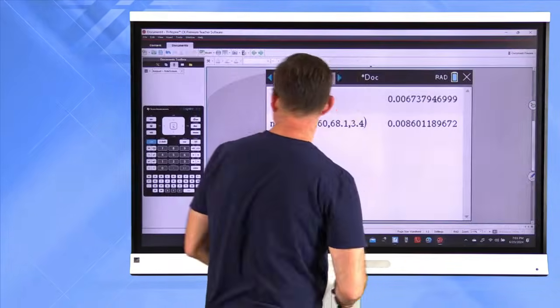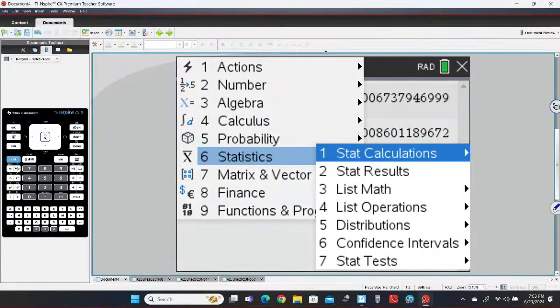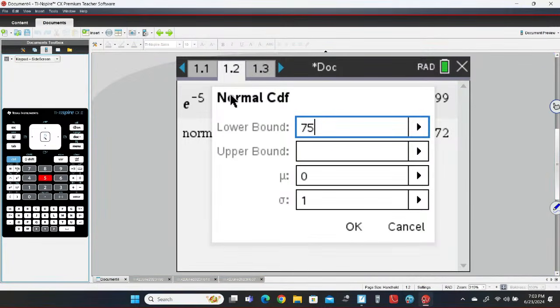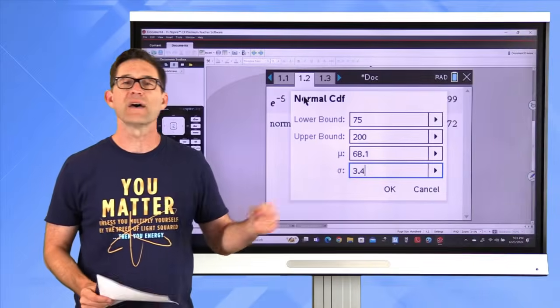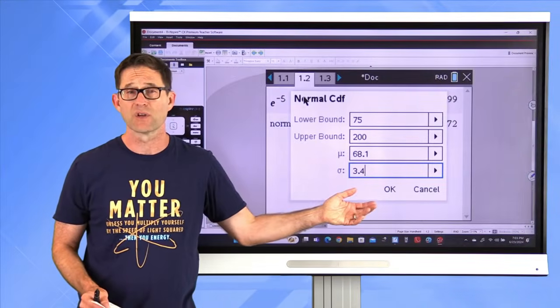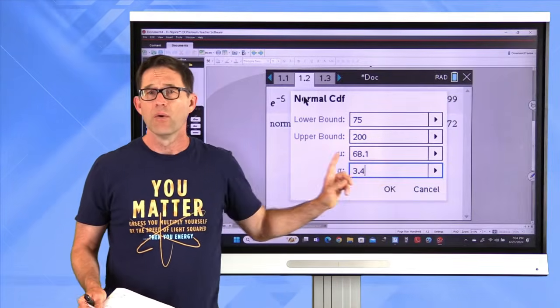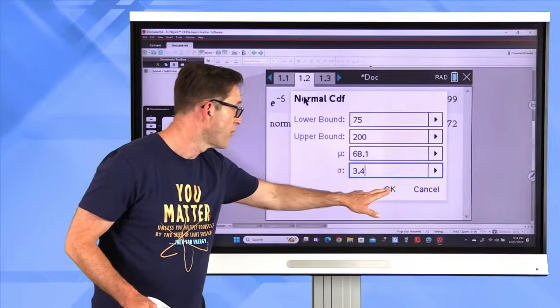So if I go back in to Menu, Statistics, Distributions, Normal CDF, now my lower bound is going to be 75. That's the smallest height. What's my upper bound? We're talking about the heights of people. 200 inches is ridiculously tall for a person, in fact, way taller than the tallest person ever, but I'm still going to put it in because I can just put in a huge number there. It doesn't really matter. So I've got all the people between 75 inches tall and 200 inches tall. Again, you could put really anything in here as long as it's a pretty big number. Mean of 68.1, standard deviation of 3.4, hit OK.